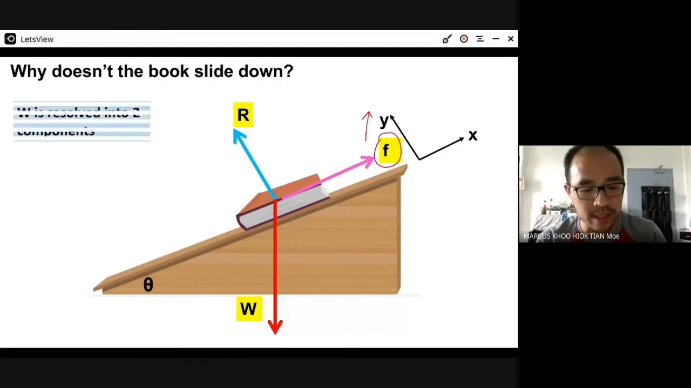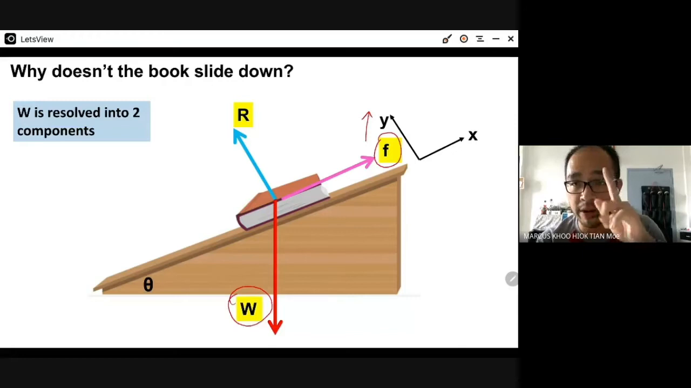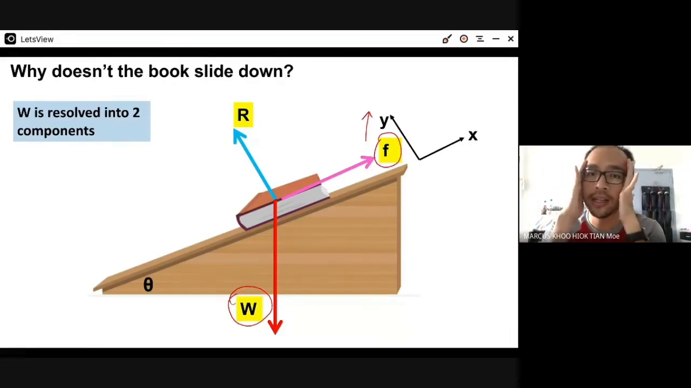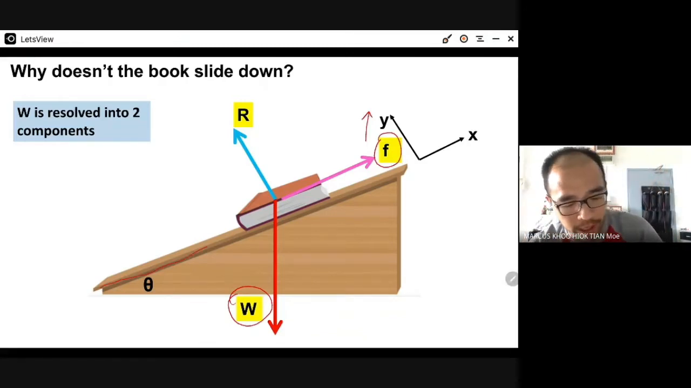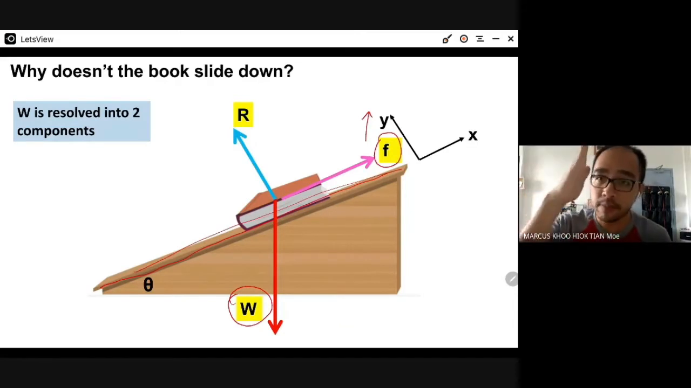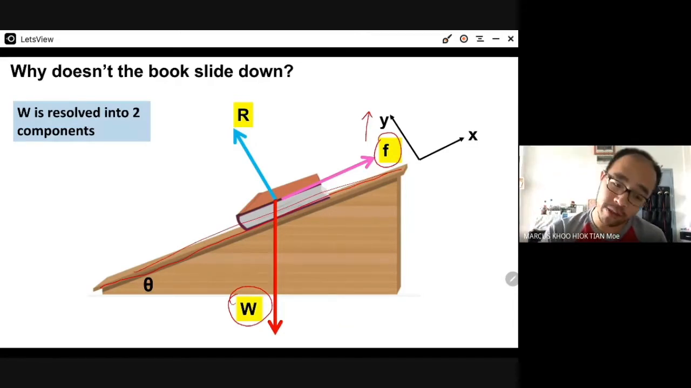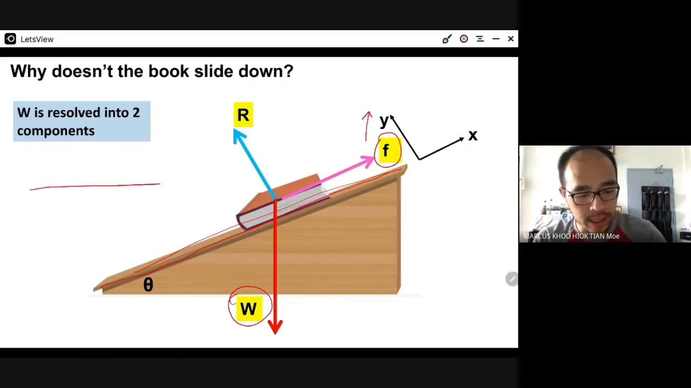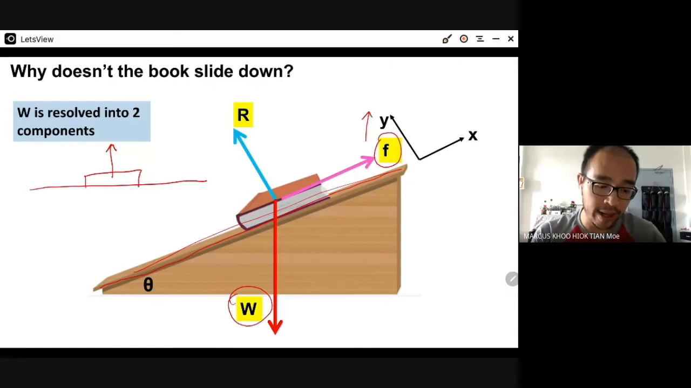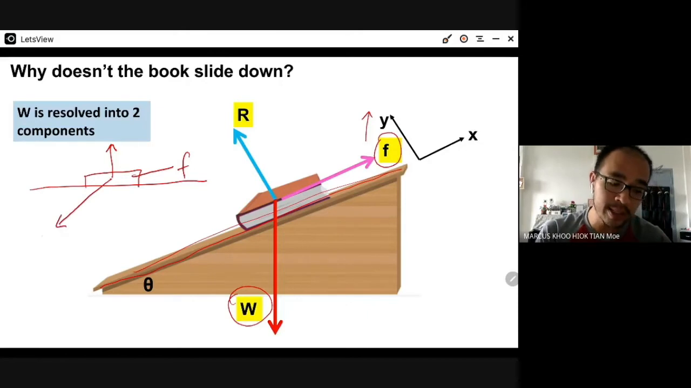Okay, so why the book doesn't slide down? Because this W is a very important force. Okay, it is resolved to two components. Okay, what I want you to do is I want you to turn your head until this permukaan menjadi lurus, ngam-ngam ke bawah. Okay, you turn your head this way. You see kalau dia lurus ke bawah, what you will see is this is the book. R ke atas sini. Kan? And then F adalah ke belakang sini. And you will notice that the W, actually the W is slanted.